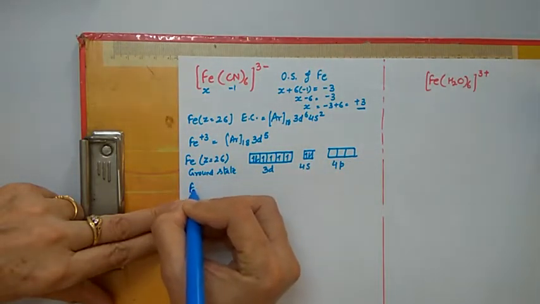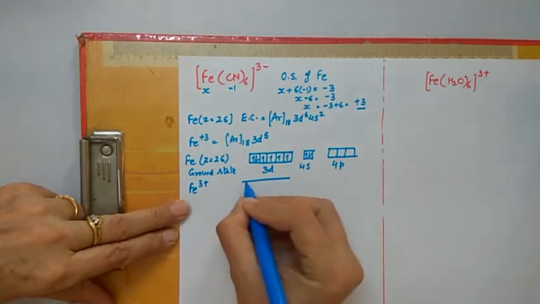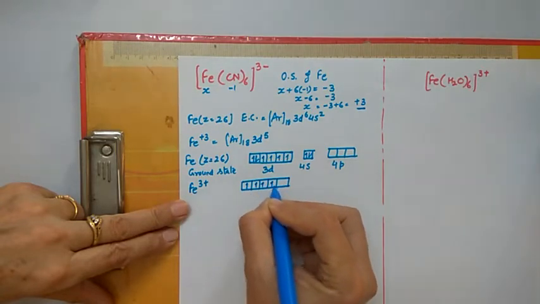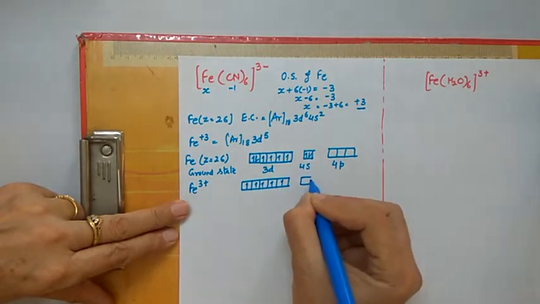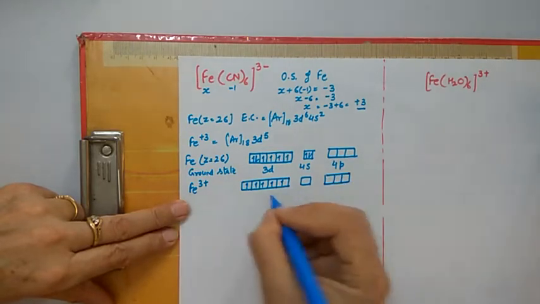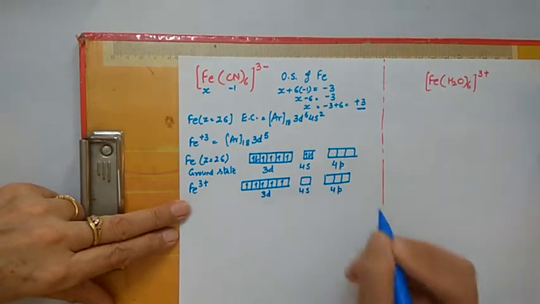Now what will be the state in Fe3+? 3 electrons have been removed. So we are left with 3d5: 1, 2, 3, 4, 5. Now s is vacant. Now p is also vacant. So 3d, 4s and 4p.